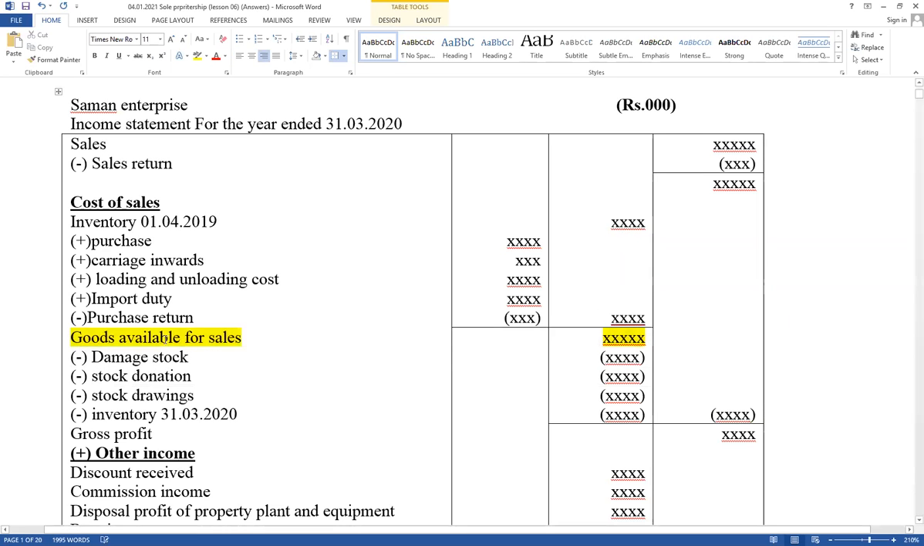Goods available for sale equals this value. It is equal to opening stock plus the correct purchase value. Think about those being part of purchases. After that, from the goods available for sale value, it should be deducted if damaged stock has been given, if stock donation, stock drawings, and closing inventory are given.